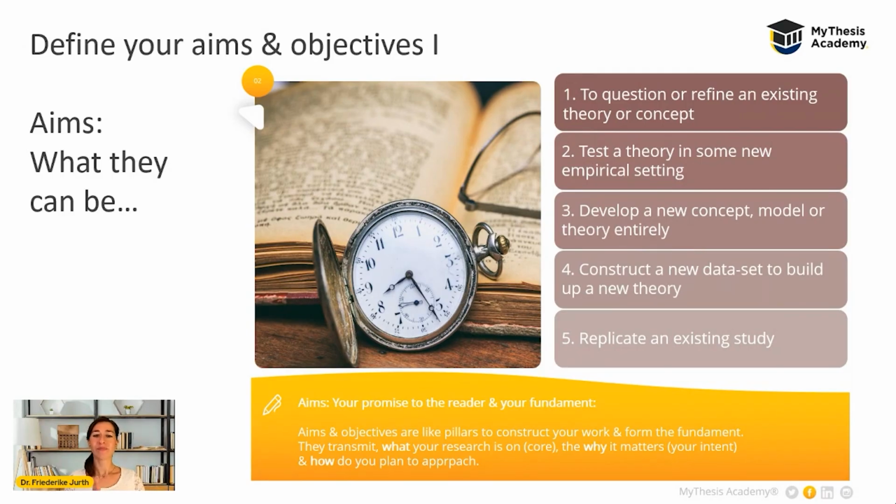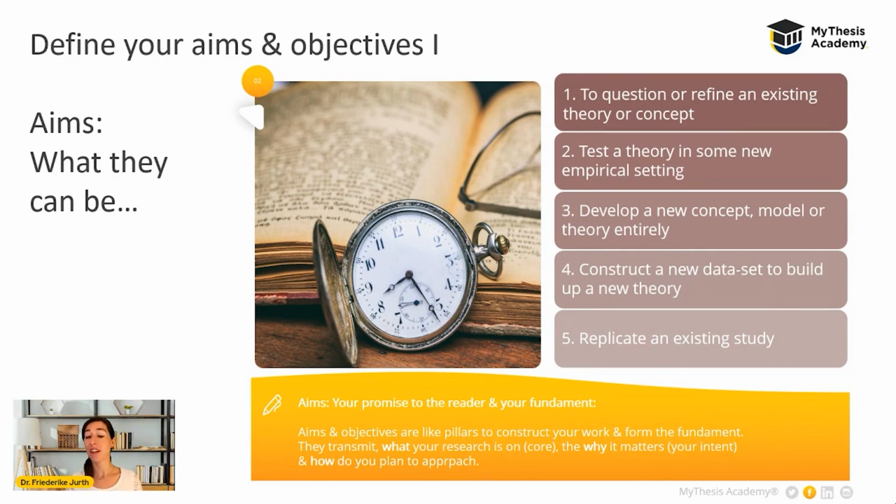Well, first, what can you do? What can be an aim of your research, of your thesis? First, it can be that you question or refine an existing theory or concept. This is a more theoretical approach. Then you can also test a theory in some new empirical setting. So you can find new possibilities, new frames to test an existing theory. This is a practical approach.